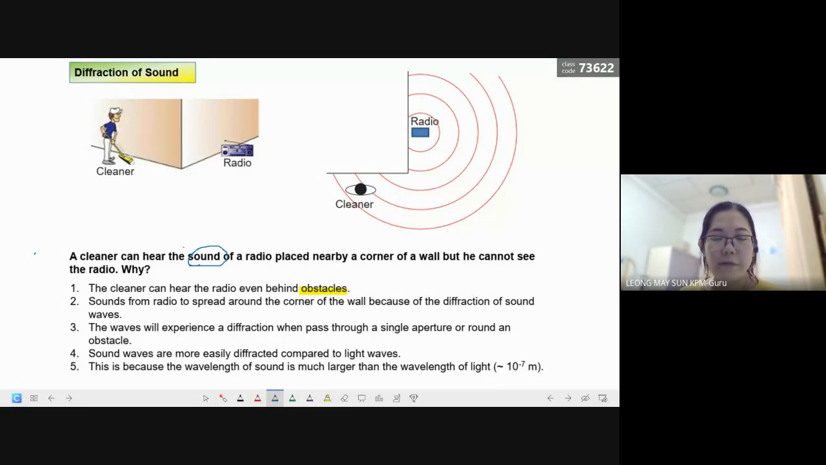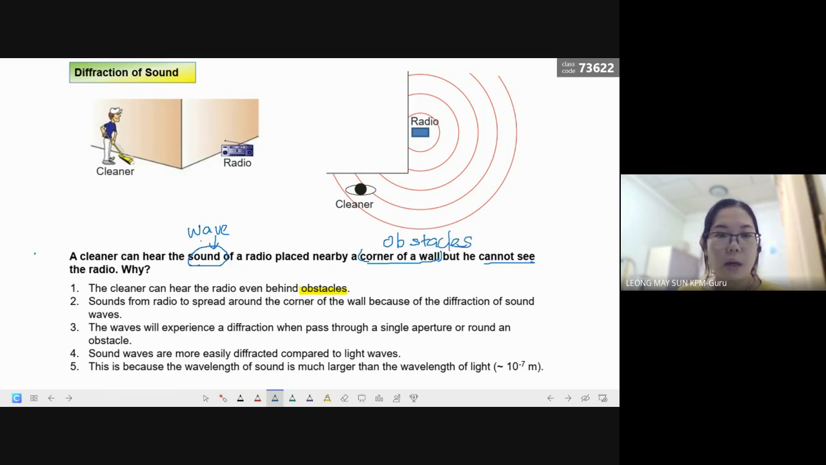In physics, Form 4 and Form 5, there's only one chapter that is related to sound, and that would definitely be the wave chapter. So sound wave, definitely here already. And then, he cannot see the radio because he's actually placed at a corner of the wall. Corner of the wall is actually an obstacle.